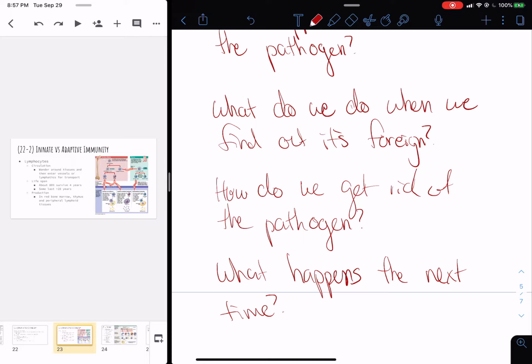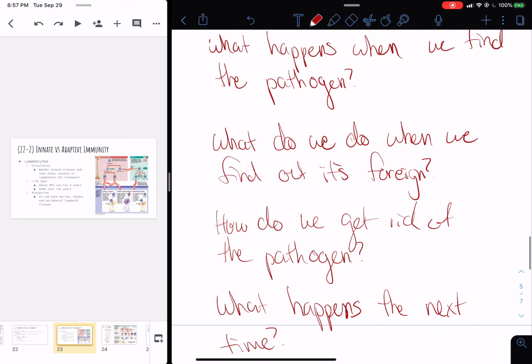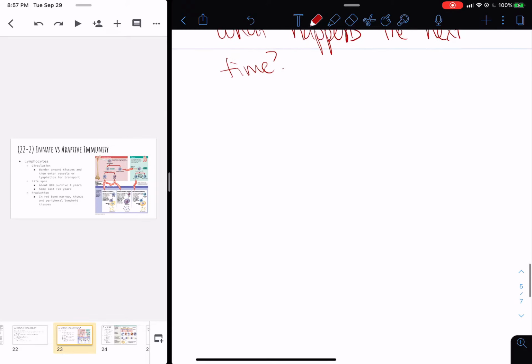Okay? So those are some of the questions that I think will help us organize our thought process as we go through this. Essentially, what we'll talk about first is how do we universally get rid of pathogens between any human. And then we'll talk a little bit more specifically about how one human can more specifically target a pathogen. And then we'll talk about how after we target that pathogen, how do we use antibodies to actually get rid of that pathogen. And we'll also talk about what happens if that pathogen comes around a second time.